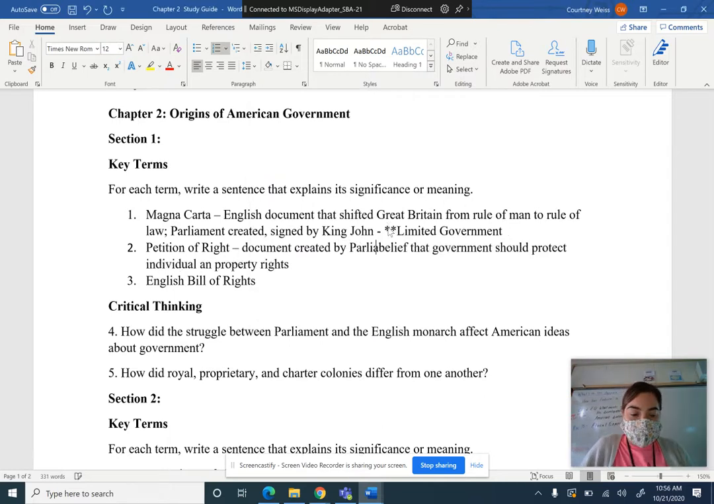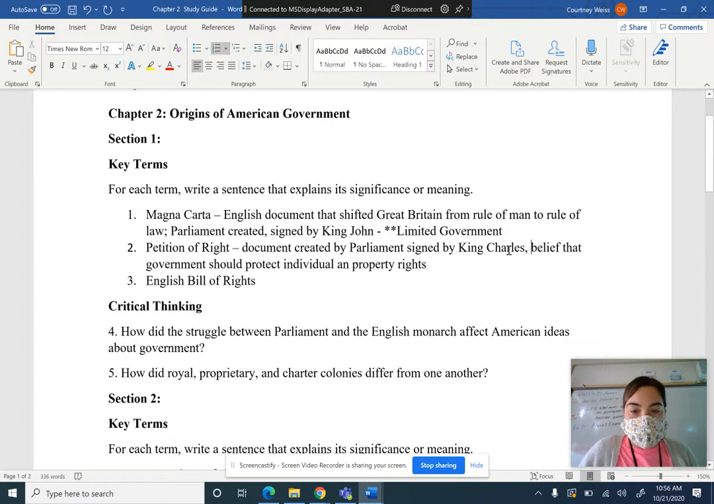Document created by Parliament, signed by King Charles, very good. And it was to enforce the belief that the government should protect an individual and property rights. With the Petition of Right, basically, it kept the monarch from exercising too much power. The monarch could not pass taxes without the approval from Parliament. The monarch could not create military rule during a time of peace. It basically limited the monarch.